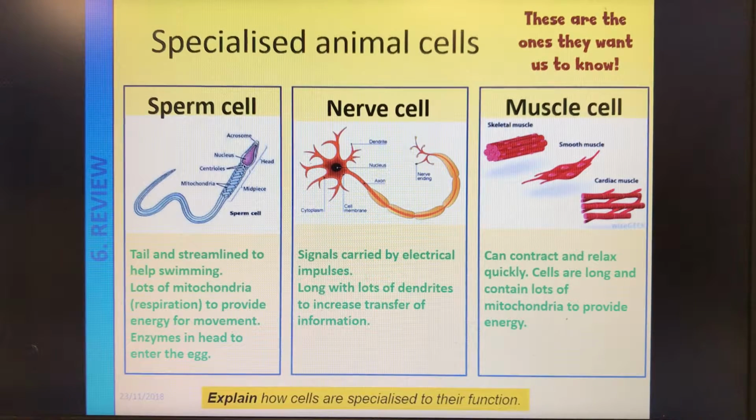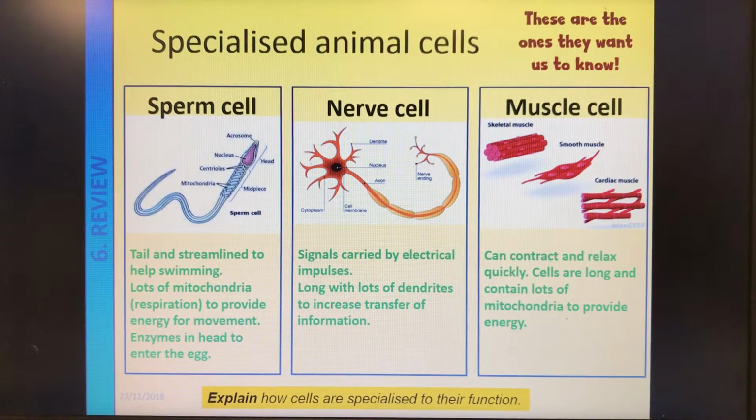Nerve cells are discussed in more detail in the topic B5, but basically they carry electrical impulses along the length of them. They're surrounded by an insulating layer. Okay, you don't need to know any technical terms for the different parts of a nerve cell. And then they have lots of tentacles called dendrites at the end, and they are really good at transferring that information to lots of different places.